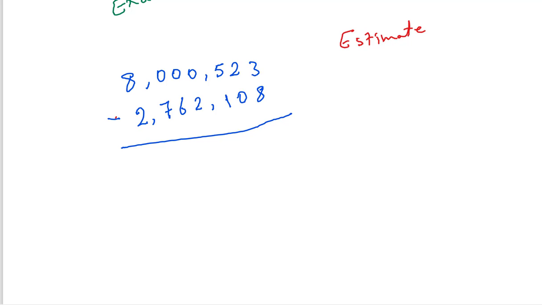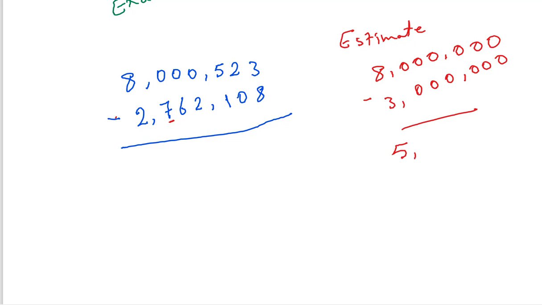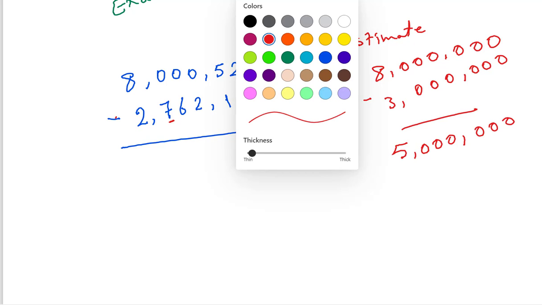The millions in the first is 8 million. The second is 3 million. Why is it 3 million? Of course, we have 7, which is a strong digit. So the 2 will be 3. And subtract 8 minus 3 is 5. So 5 million. So I expect my answer to be near to 5 million. Let's see the exact solution.